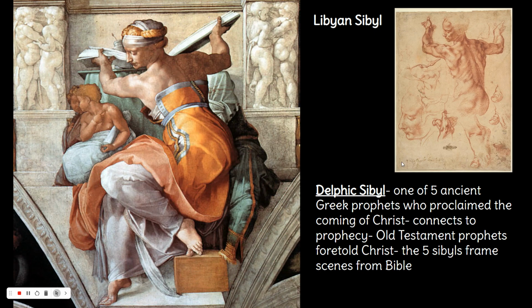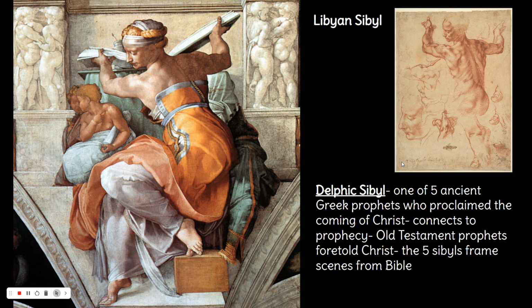All right, so the sibyls are kind of like mythology. They're not in the Bible. The Delphic sibyl, which is the one we have, which we'll get to in a minute, is one of 5 ancient Greek prophets who proclaimed the coming of Christ. It connects to prophecy. The Old Testament prophets also foretold Christ. And the sibyls frame the different scenes from the Bible.